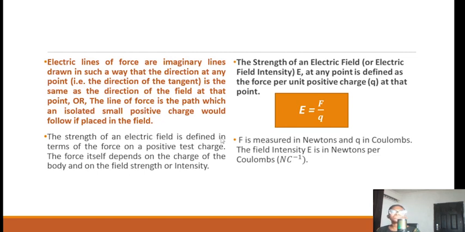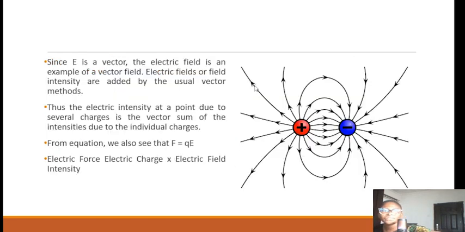The strength of an electric field. We talked about strength too during the gravitational field, in terms of force on a positive test charge. So the strength of an electric field is defined in terms of force on a positive test charge. The force itself depends on the charge of the body and on the field strength or intensity. So the strength of an electric field at any point is defined as the force per unit positive charge at that point. So E is F over Q. Very simple. E is F over Q, and F is measured in Newton, Q is measured in coulomb, so E is in Newton per coulomb. This is the field intensity.